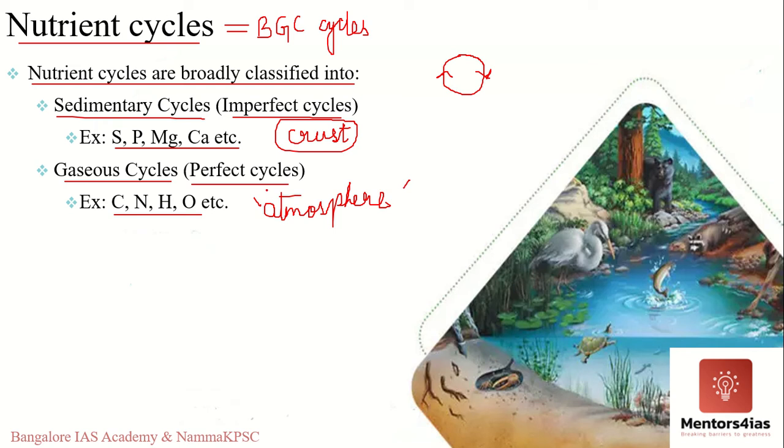Sedimentary cycles are where the reservoir of the nutrients is the Earth's crust, and sometimes nutrients get locked away and are not available for use for a considerable period of time, sometimes even millions of years. Compared to this, in gaseous cycles the reservoir of the nutrients is the atmosphere or the hydrosphere, so it is easily available for use, unlike the sedimentary cycles. Therefore, sedimentary cycles are also known as imperfect cycles, whereas gaseous cycles are known as perfect cycles.